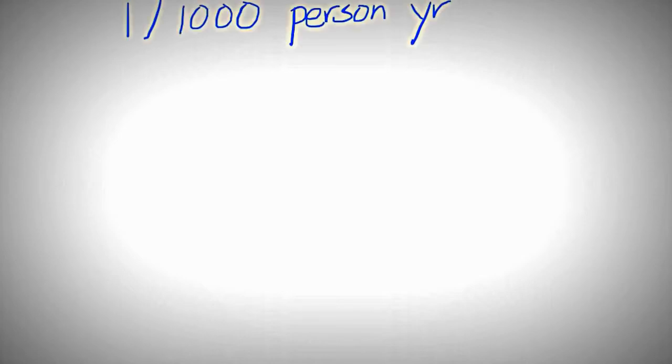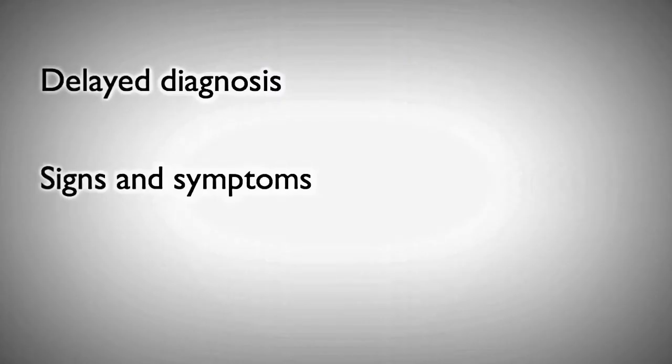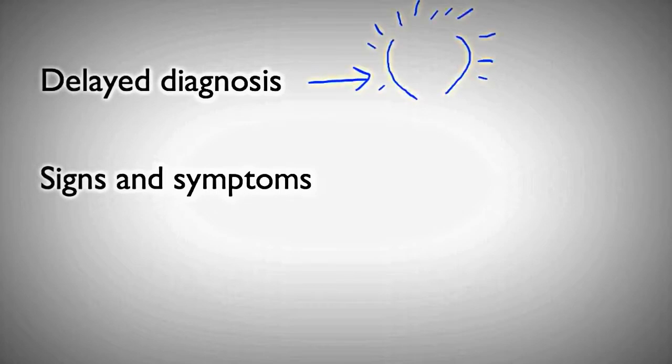Appendicitis is common. It affects about 1 in 1,000 people per year. If you're working in the emergency department even for a short while, chances are you will see a case or two. We want to learn to diagnose it because delayed diagnosis can lead to perforation, and that can lead to increased mortality. But sometimes the signs and symptoms the patients have are not classic, and therefore it is tricky to diagnose them.